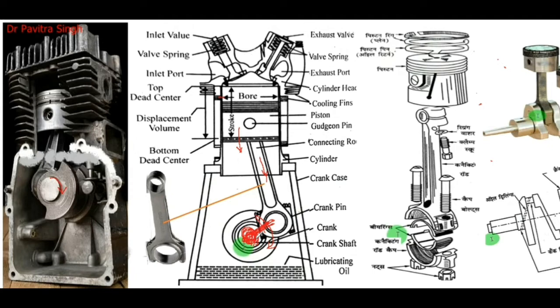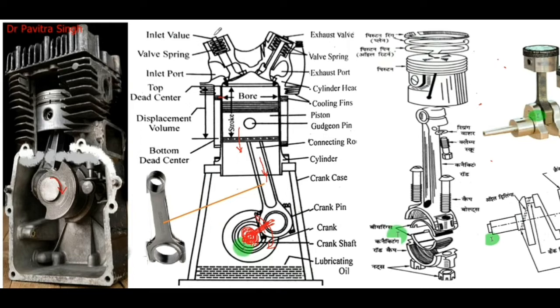This is the casing of this IC engine, and this is the cylinder. This is the piston, and on this piston these are the piston ring grooves. You can see this in this actual photo, and this is the gudgeon pin here. Now I will start from the inlet valve.